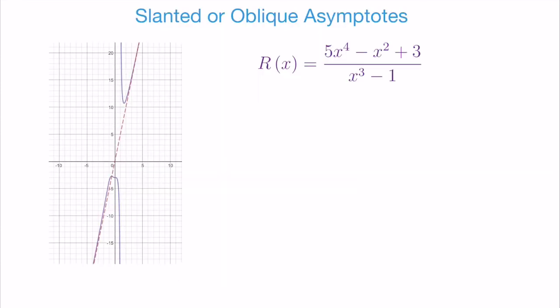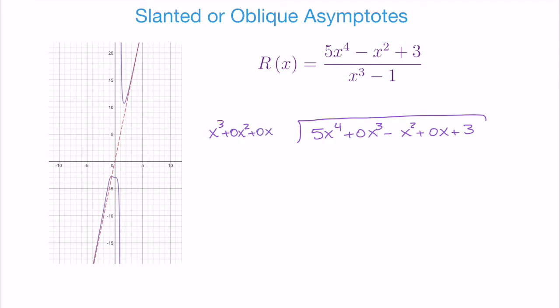The degree of the numerator is 4, which is 1 bigger than 3, so it has a slanted asymptote. Let's divide the polynomials. So we're going to divide 5x to the 4th power plus 0x cubed, because the x cubed doesn't appear, minus x squared plus 0x, because x to the 1st power doesn't appear, plus 3, divided by x cubed, complete here for x squared, complete here for x, then minus 1.